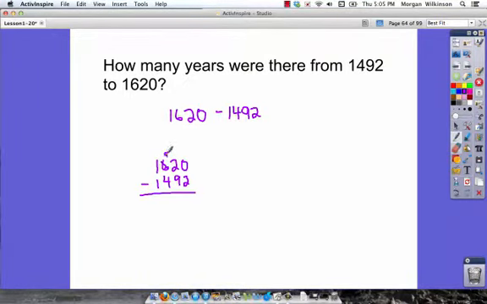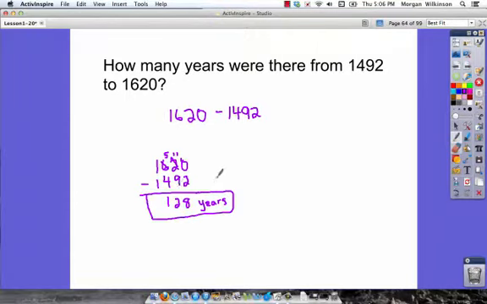We're going to borrow from the 6 to get a 5. We've got 12. And we're going to have to borrow from 12 to get 11. We now have 10 minus 2, which gives us 8. 11 minus 9 gives us 2. 5 minus 4 is 1, and 1 minus 1 is 0. So we have 128. This is a word problem, so we need a label. And it's going to be 128 years. And we're all done.